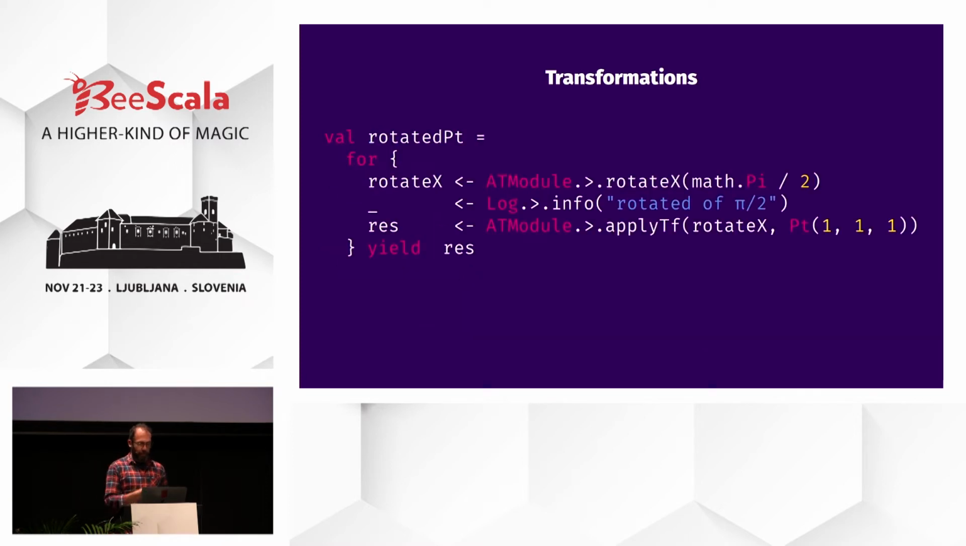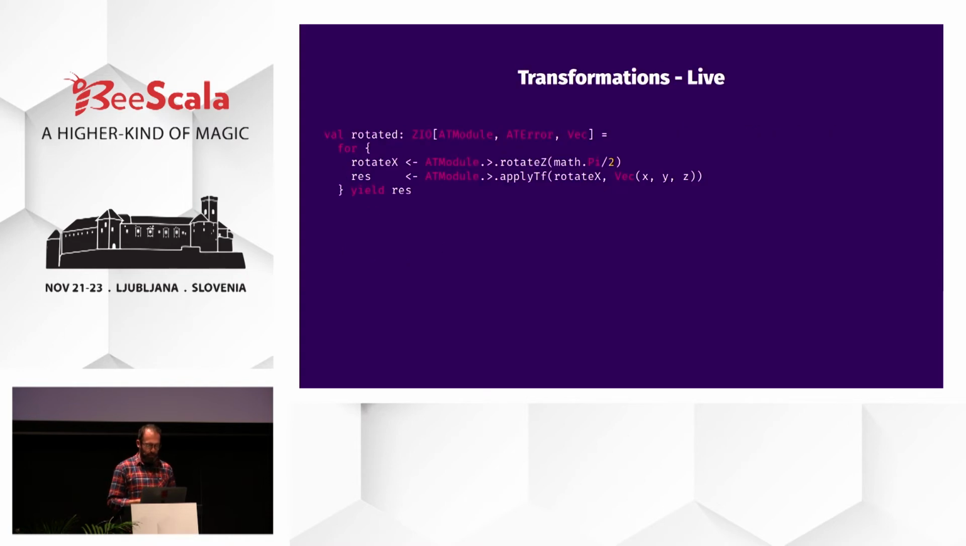So I can, the same way we did before, start rotating, create a rotation transformation, and then apply it to a given point, and then get the rotated point, essentially. And again, ZIO will give us all the requirements that we need.